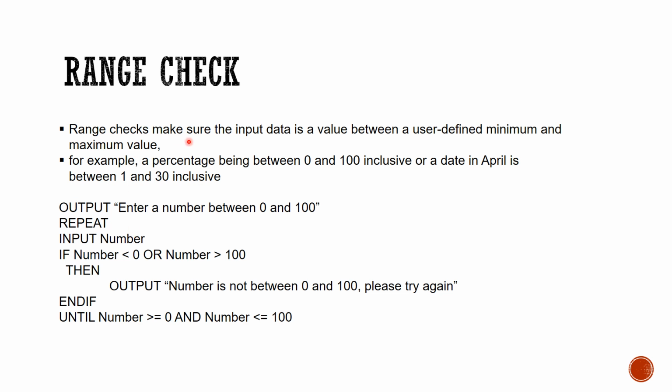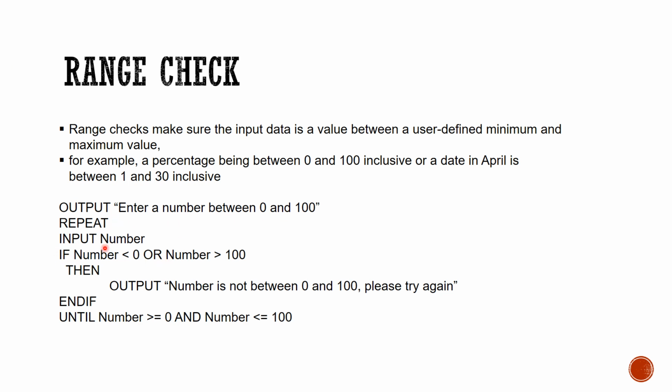A range check makes sure that input data is a value between a user-defined minimum and maximum value. So in the range check, we will be checking the range of our data. For example, a percentage between 0 and 100 inclusive, or a date in April is between 1 and 30 inclusive. When we say inclusive 0 and 100, it means both of the inputs are going to be between these values. So it means we can enter 0 and 100 as well.